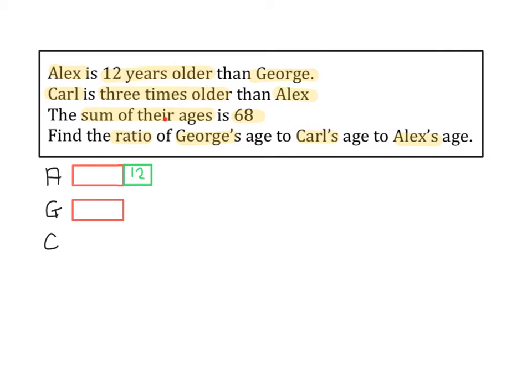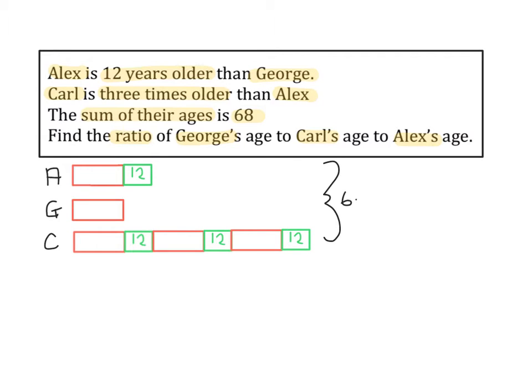Carl is 3 times older than Alex, so it's 3 lots of this. So again, I need to copy this bit out 3 times. 1, 2, 3. And I know that all of this together, the sum of their ages, is 68.